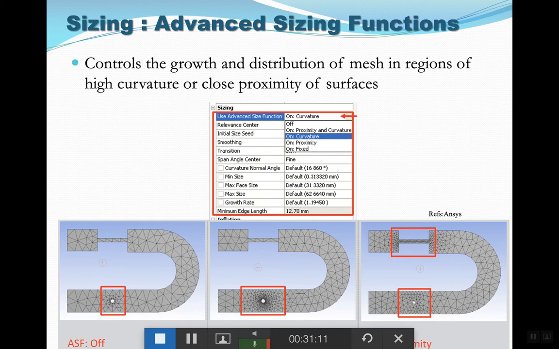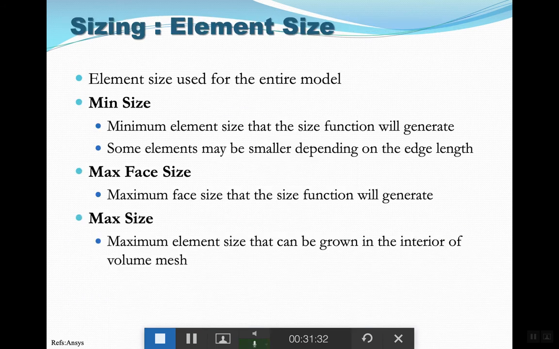The other one is advanced size functioning. Basically, in advanced size functioning, you will instruct the software what to do near specific features. For example, refine the mesh around the circles, around the holes, or refine the mesh when the cross-section changes. General instructions regarding different things that you see in the geometry.